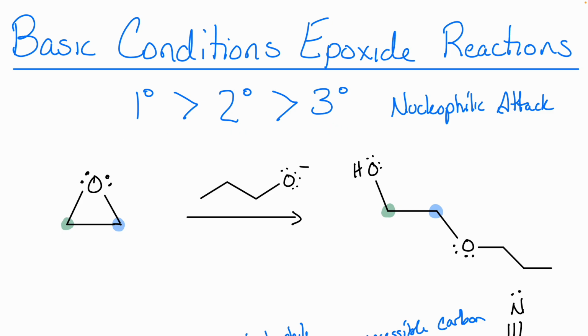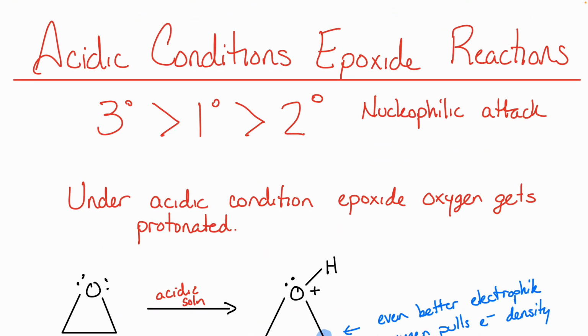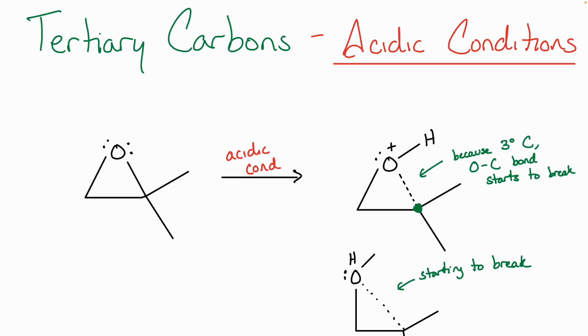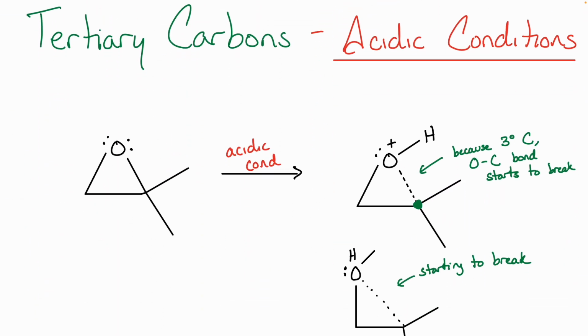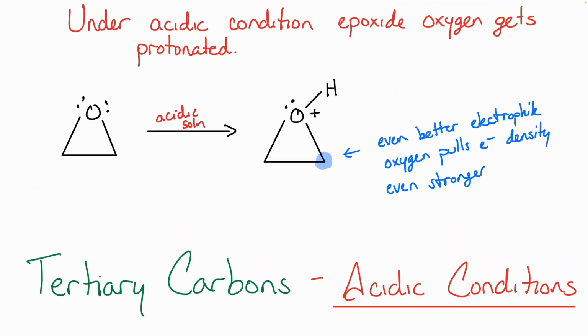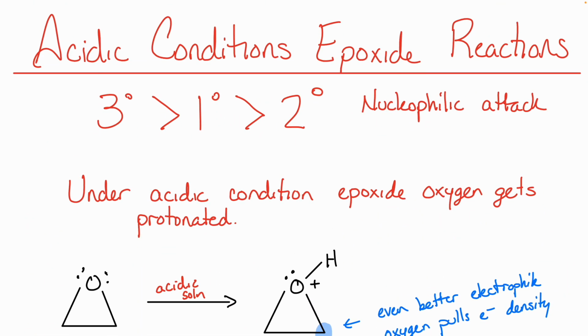But under acidic conditions, we have this really weird phenomenon going on where if we specifically have a tertiary carbon, that bond already starts to break before the nucleophile even shows up on the scene here. All right, so under acidic conditions, we have a different preference for what we call regioselectivity here, where tertiary carbon is preferred. And then it just goes to our accessibility argument where it's primary followed by secondary. All right, so let's just summarize here.